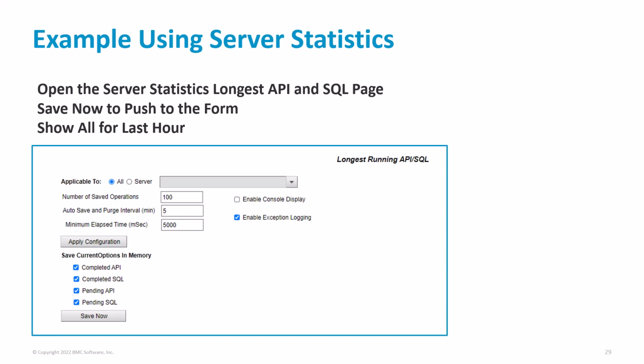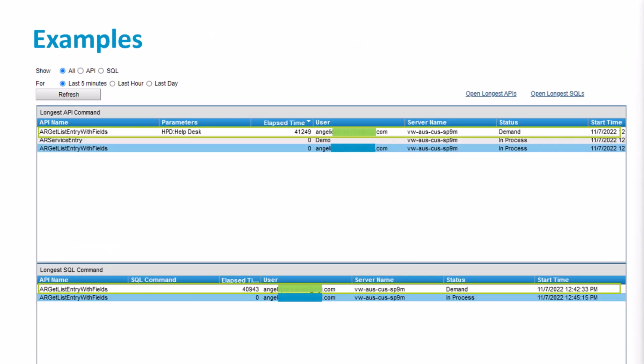Assuming we already set up the server statistics feature with an appropriate minimum elapsed time, we can open up the longest API in SQL page. Check the completed and pending boxes and click on the Save Now to push the data to the forms. If you're looking for general performance issues, you might show data for the last hour or the last day. But if you just reproduced an issue like I did in this example, you can look at just the last 5 minutes. In the API results, I can see that a user did a query, which is the get list entry with fields, on the HPD help desk form, and it took over 40 seconds. This is something I just had the user reproduce.